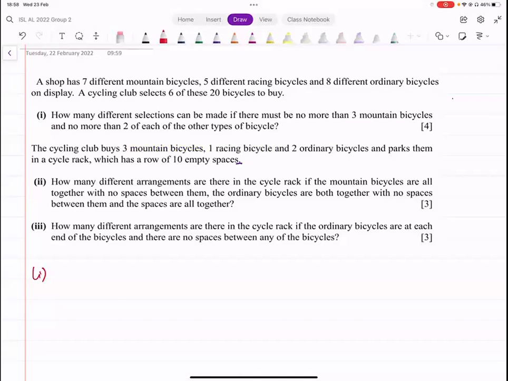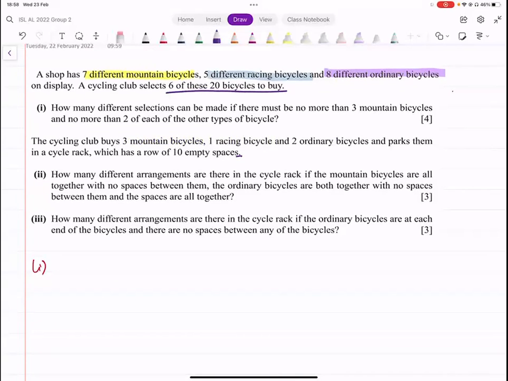Okay. So a shop has 7 different mountain bicycles, 5 different racing bicycles, and 8 different ordinary bicycles. The cycling club selects 6 of these 20 bicycles to buy, so 20C6. How many different selections can be made if there must be no more than 3 mountain bicycles, and no more than 2 of each of the other 2 types of bicycles? How do we think about it?